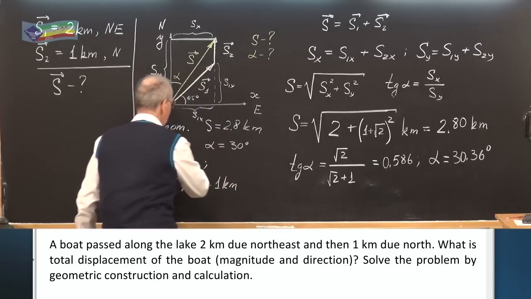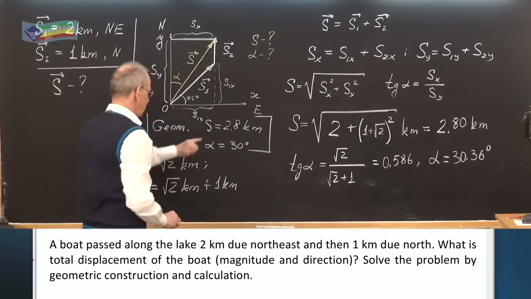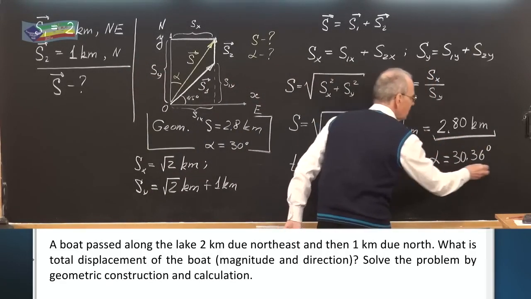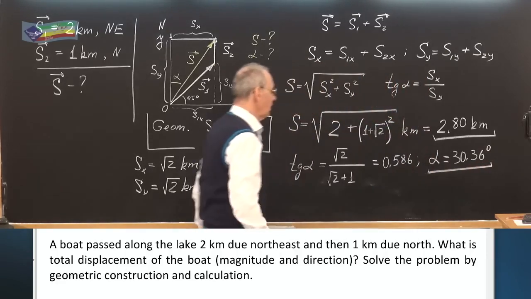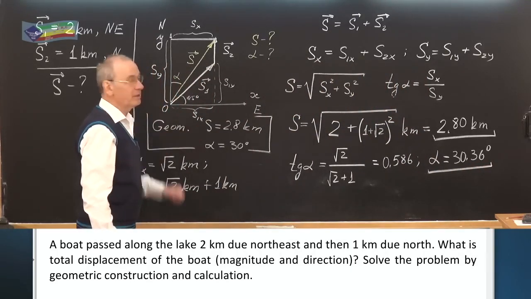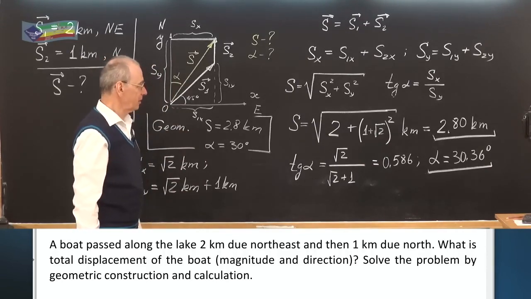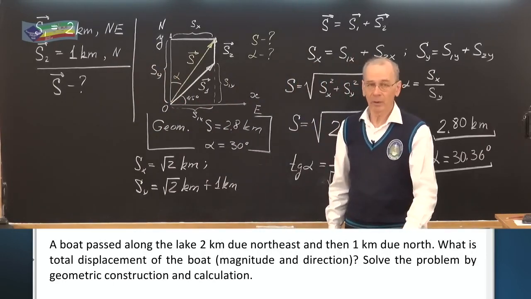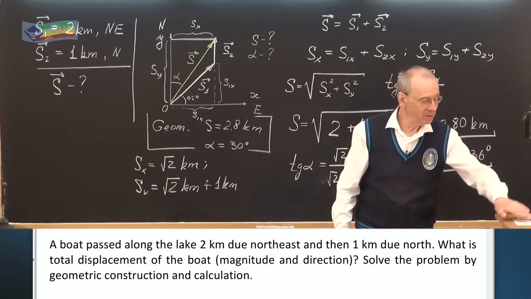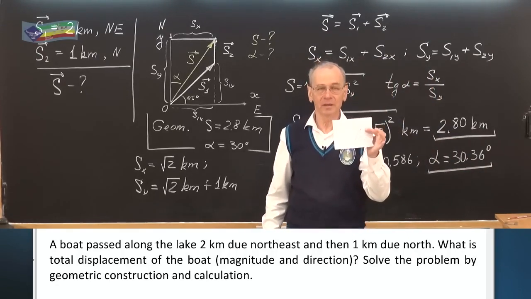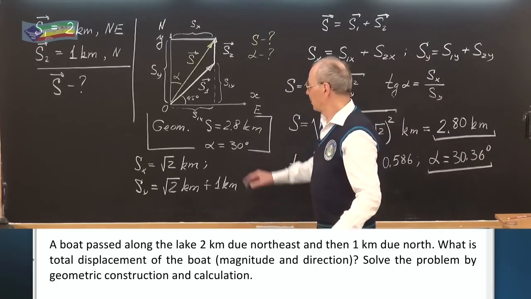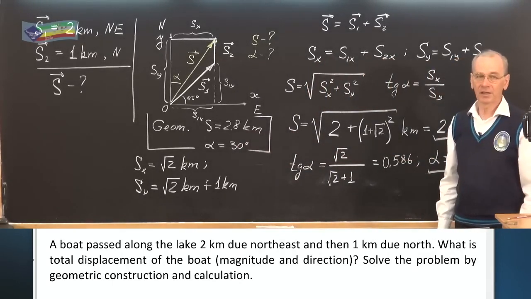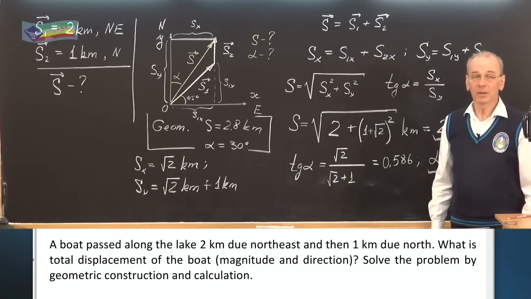So the geometric method gives us a result almost the same as the calculation. Of course, the geometric method is not as accurate as calculation, but because of our attempt to make this drawing the best, we have very good correspondence between our results. The problem is solved.